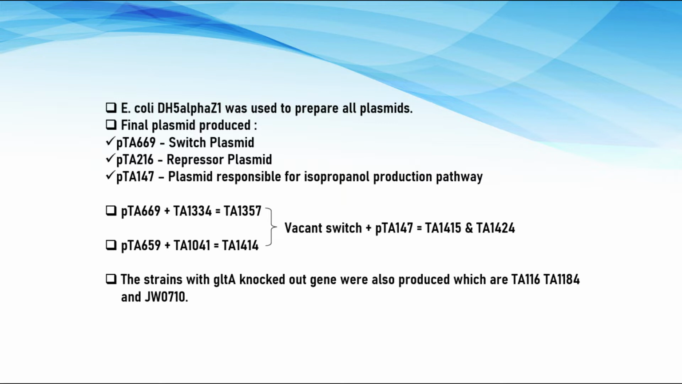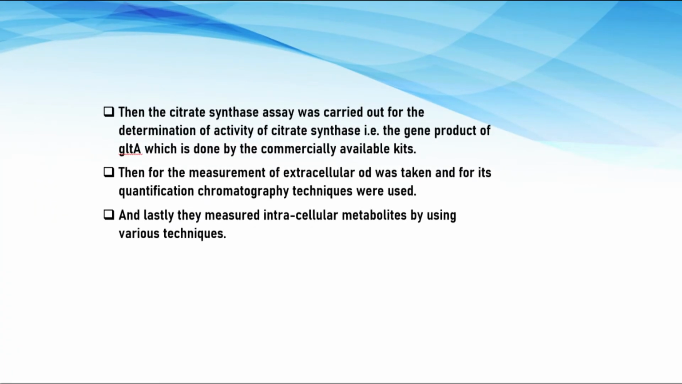The strains with the GLTA knockout gene were also produced, which are TA1116, TA1184 and JW0710. Then the citrate synthase assay was carried out for the determination of the activity of citrate synthase, that is the gene product of GLTA, which is done by commercially available kits. And then for the measurement of extracellular metabolites, OD was taken, and for quantification, chromatographic techniques were used. And lastly, they measured intracellular metabolites by using various techniques. And for the results of it, I will hand over to Neha.